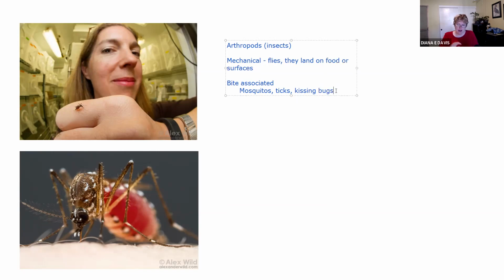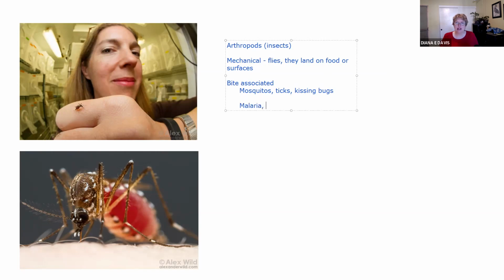Those diseases are fascinating from a biological perspective, because a mosquito and a person are very different, but the disease has to be able to survive in both organisms. So there's a lot of complexity with these diseases as a general rule.